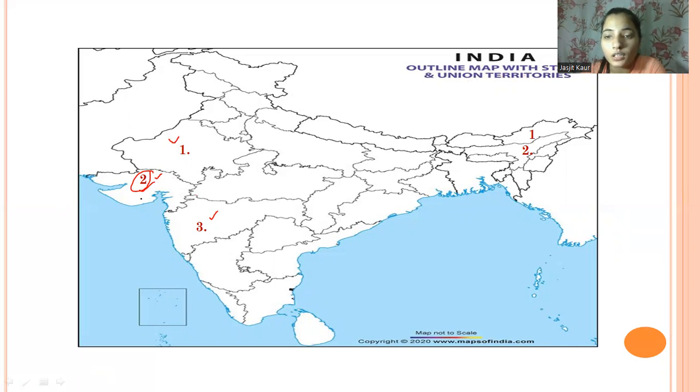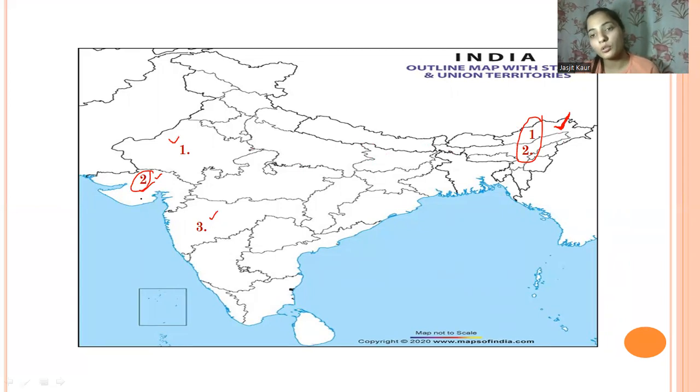And out of these two states, you have to tell me the location of Arunachal Pradesh. Which number depicts the location of Arunachal Pradesh? So here we have number 1. So this is Arunachal Pradesh. Now tell me, what is the direction of both the states, Arunachal Pradesh and Gujarat? In which direction are both the states located? It's a very simple question, so you have to answer it quickly in the comment section.